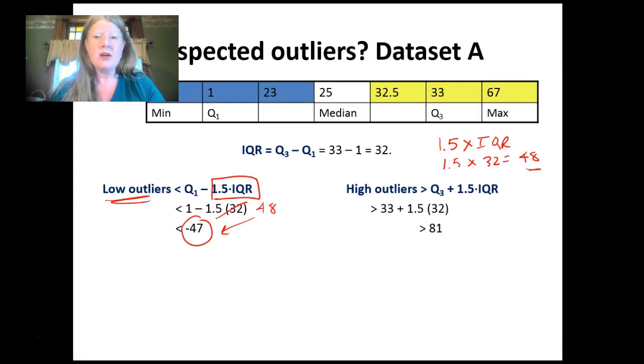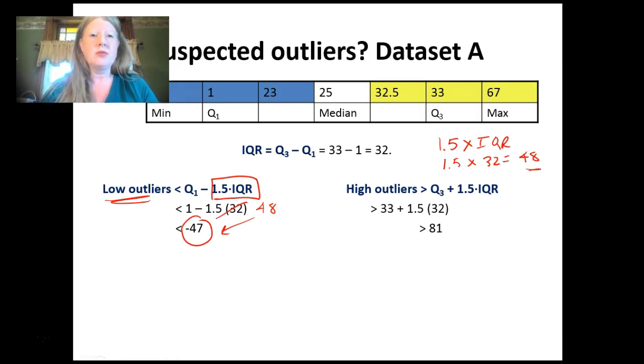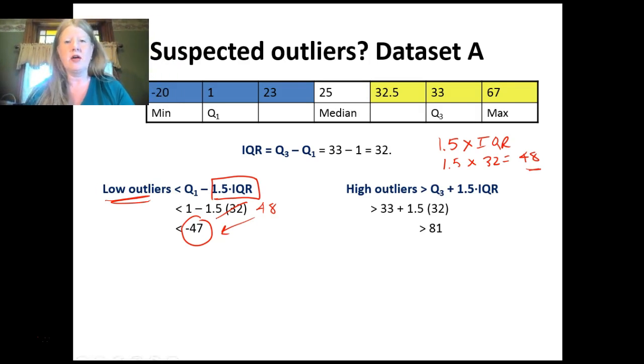So we would look at our data set and want to know, do we have any values that are less than negative 47? And obviously we don't. Now again, I'm not seeing the full data set up here, I'm only seeing a 5-number summary, but the minimum in my data set is negative 20. So obviously I would have nothing that's less than negative 47. So I have no low outliers in this case. In terms of high outliers, again, we figure out 1.5 times the IQR. We add that to quartile 3.